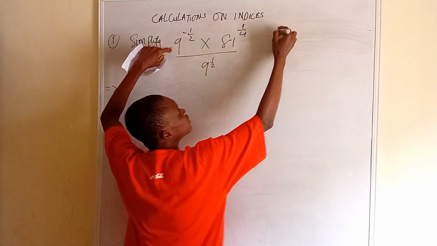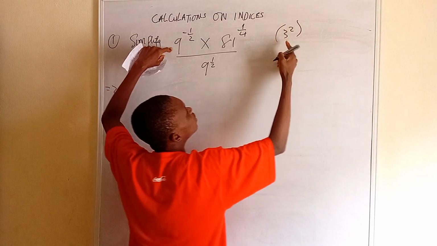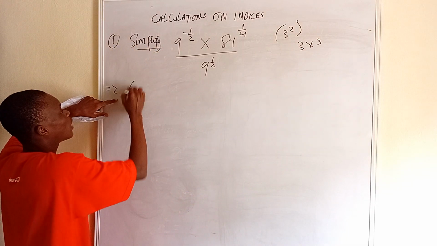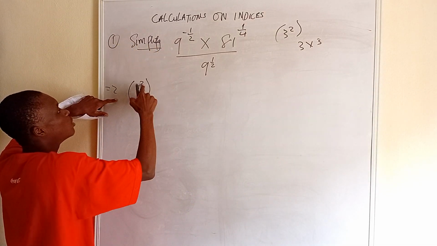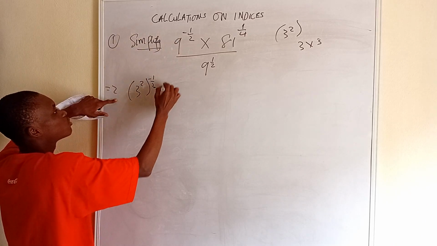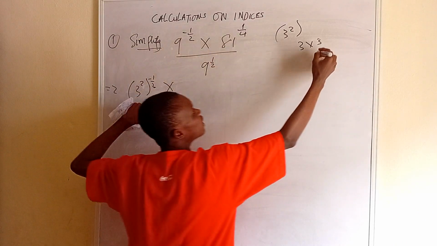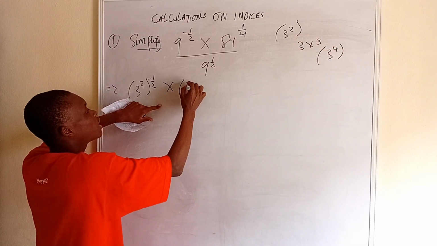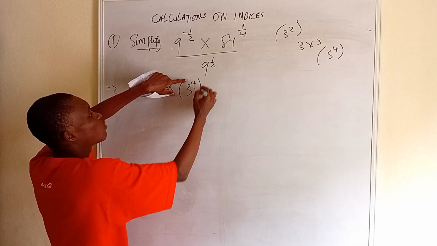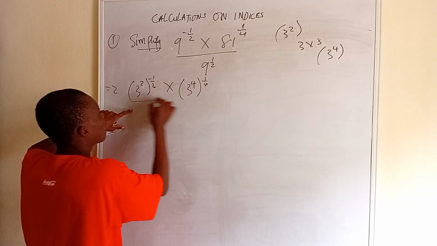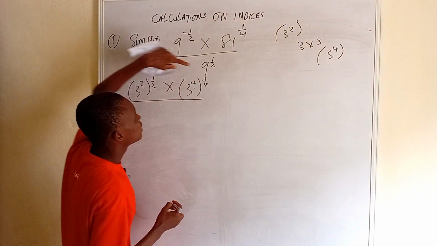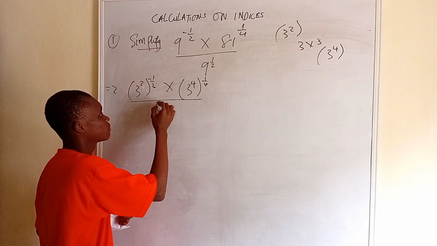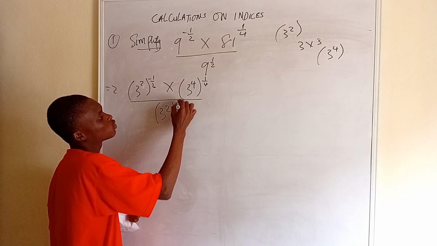From here, this 9 you can break into 3 to power 2, because we know that 3 times 3 is 9. So we have 3 to power 2 raised to the power of negative 1 over 2, times, from here, we know that 81 is 3 to power 4, so 3 to power 4, which is 81, to power 1 over 4, all divided by 3 to power 2, which is 9, all to power 1 over 2.